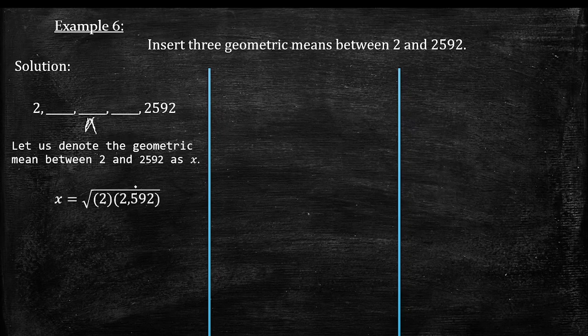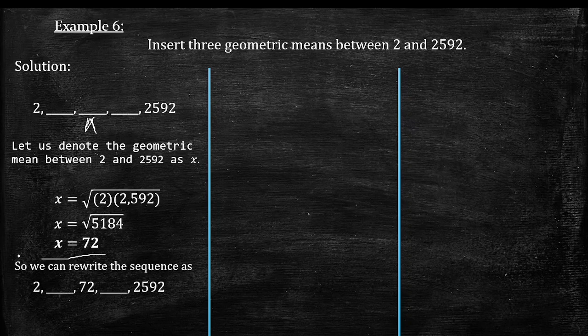So gamitin si first formula. So the geometric mean or x is equal to the square root of 2 times 2,592. So 2 times 2,592, the answer is the square root of 5,184. So the square root of 5,184 is 72. So the third term is 72. So ito na yung kalabasan ng ating sequence. 2, blank, 72, blank, 2,592. Then from this one, it's up to you class kung may ganitong problem kayong susolve.